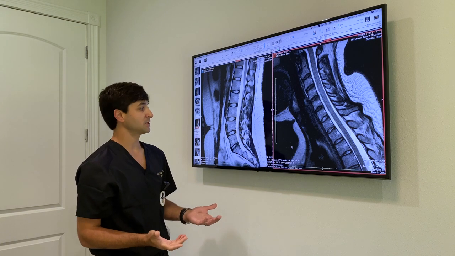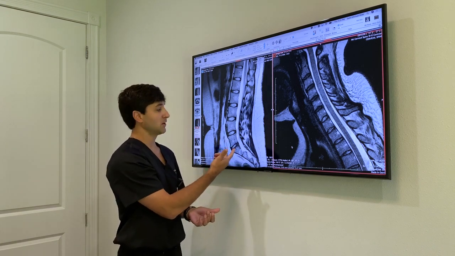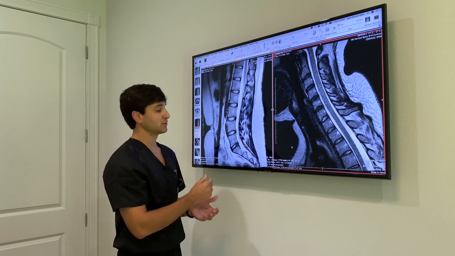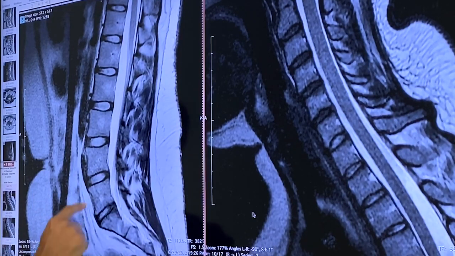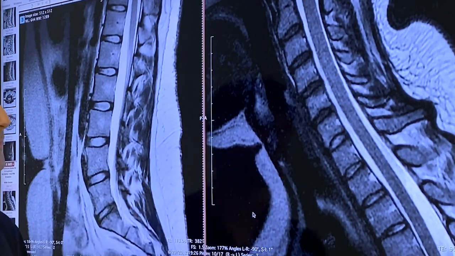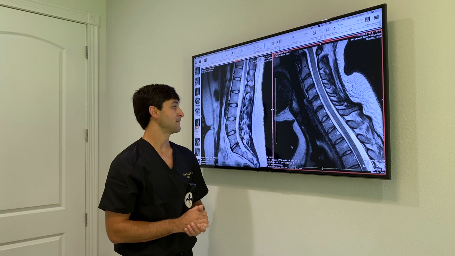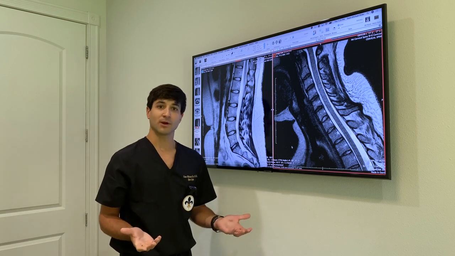Another common diagnosis we see in clinic is a herniated disc or a disc bulge. This patient has no signs of that, but if they did, you would see a bulge going towards the nerve roots, or in the neck towards the spinal cord. That in itself can cause issues with pressure on the spinal cord or nerve roots in the neck or the low back. So hopefully this answers some of your questions.